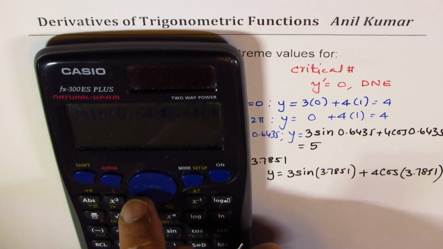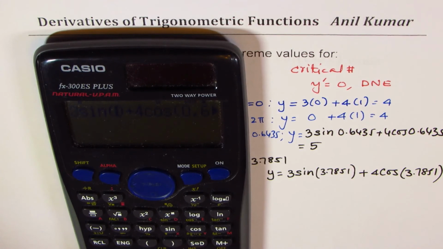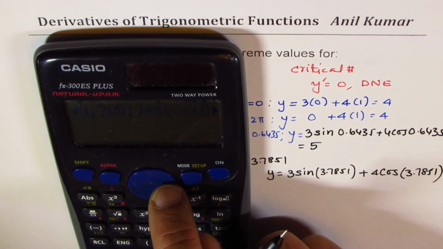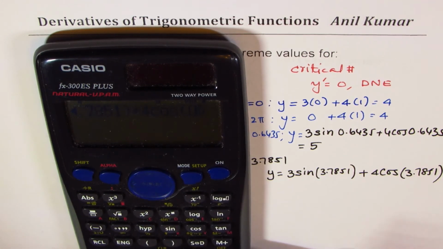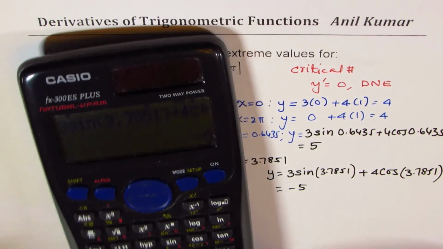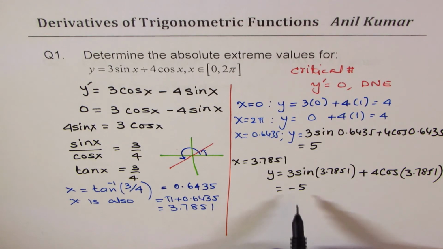Let's change the value. Okay, so we have 3 times sine of 3.7851 and cos of 3.7851 equals, we get minus 5 for this value. So that becomes the absolute minimum, correct?